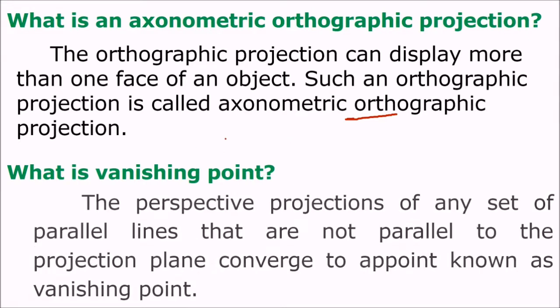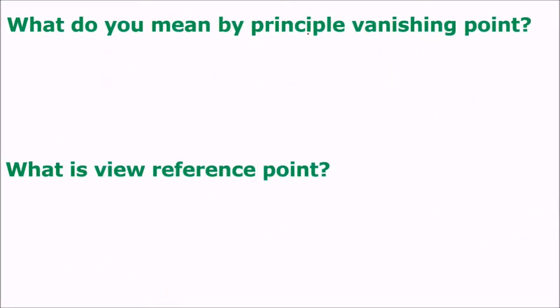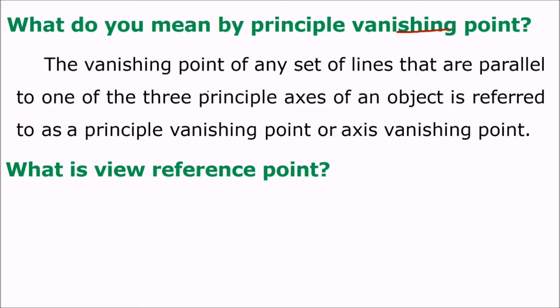What is a vanishing point? The perspective projection of any set of parallel lines that are not parallel to the projection plane converge to a point known as the vanishing point. What do you mean by principal vanishing point? The vanishing point of any set of lines that are parallel to one of the three principal axes of an object is referred to as the principal vanishing point or axis vanishing point.